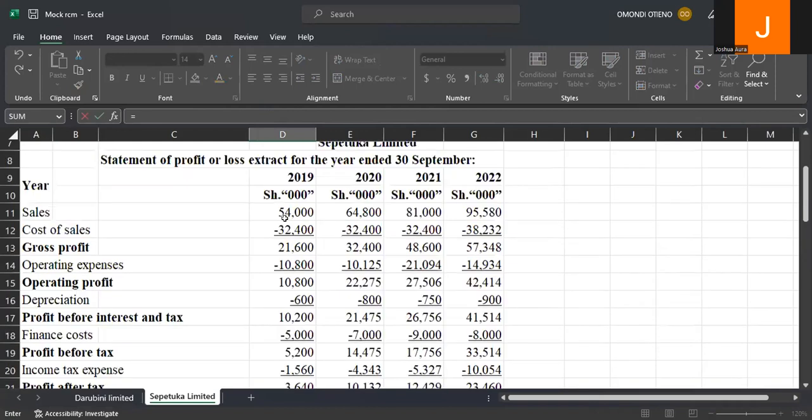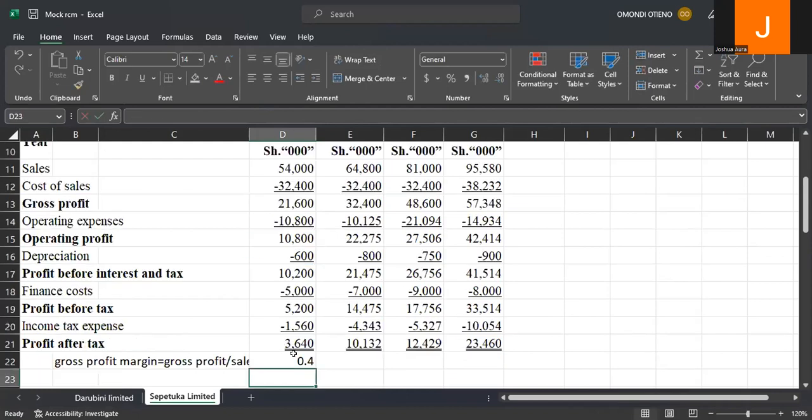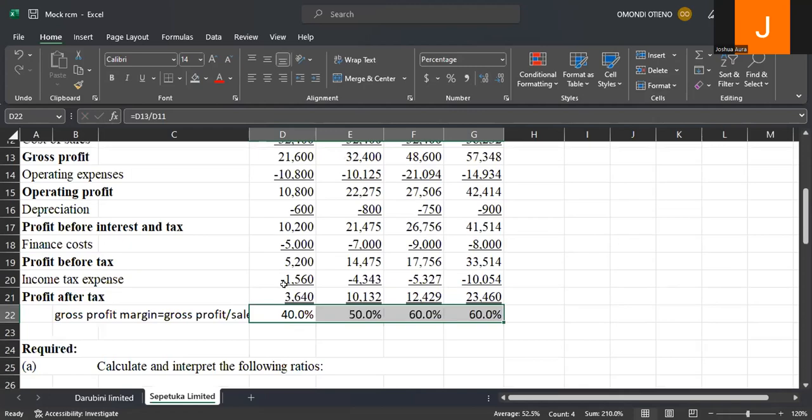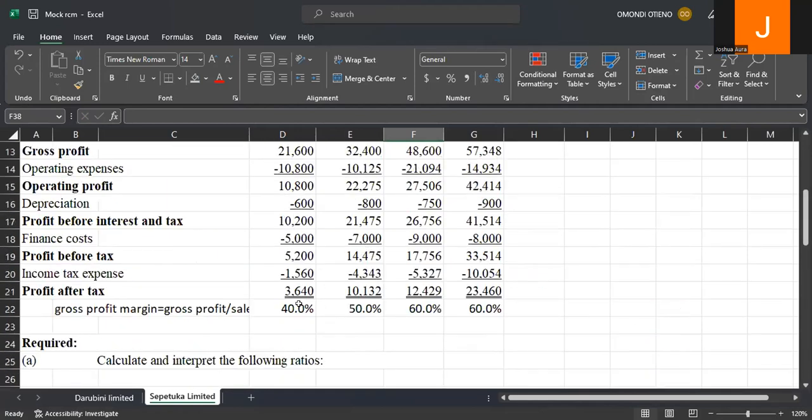Yeah. So for the first year, I'll pick the gross profit there, which is 21,600. You divide by the sales of 2019. And then now you take that across. And then now what do you do? Like that. But now remember, they spoke over how many years? Check again. Gross profit margin forecast is the 3-year average from 2020 to 2022. So there is no worry. So 2020 to 2022. So do we have 2020, 2022?